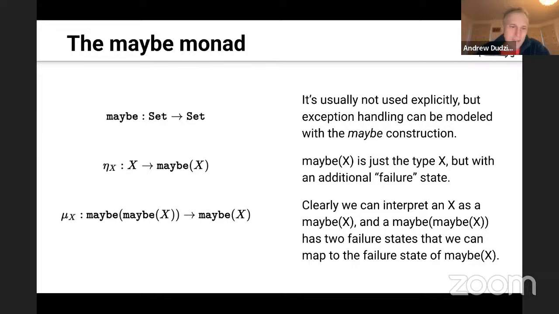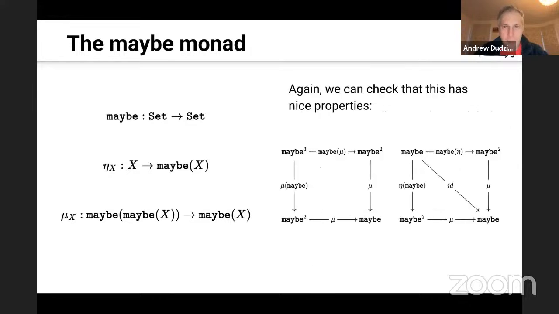We also have a way to interpret maybe maybe X as maybe X. And all we do is collapse the two failure states, right? This thing on the left, it could fail in the first maybe, or it could fail in the second maybe. And either way, we treat that as a failure. So we have this structure map. And again, we can check that exactly the same properties are satisfied. I won't talk through all of it, but there are different ways of treating failure, and they're all equivalent to each other.